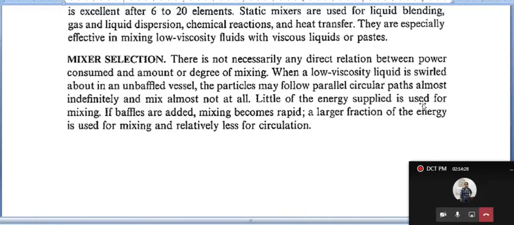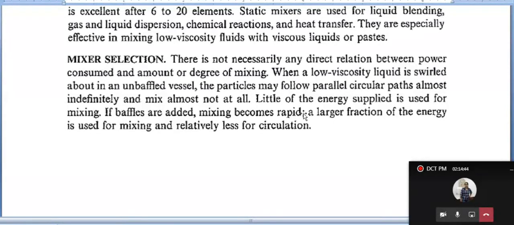Little of the energy supplied is used for the mixing. If baffles are added, mixing becomes rapid. A large fraction of the energy is used for mixing and relatively less circulation time. Circulation will be taking place. So, if the baffles are present, then what will happen? Mixing becomes rapid, obviously, because what is the meaning of rapid?